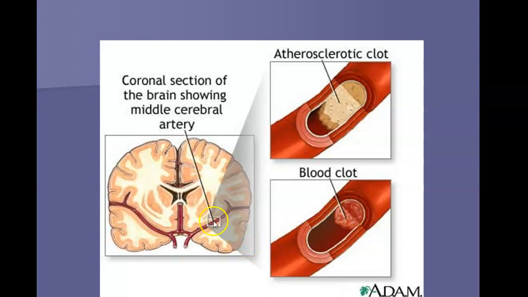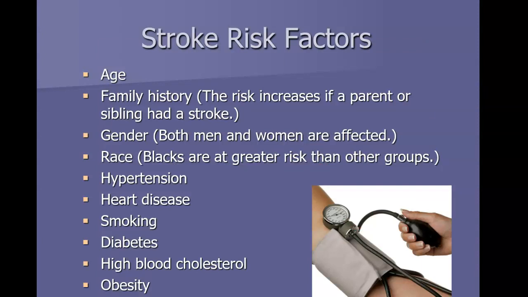Now, if it happened here, this part of the brain wouldn't get blood and oxygen. So different parts of your brain do different functions for your body. And so depending on what part of the brain is affected by this is going to depend on what we're going to see symptomology-wise. Now, our risk factors for a stroke or a CVA, and remember, risk factors are habits or characteristics that predispose a person to that disease process.